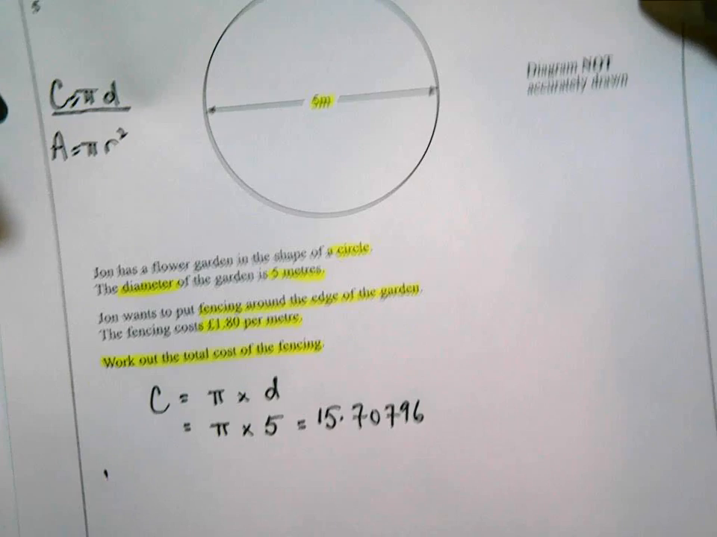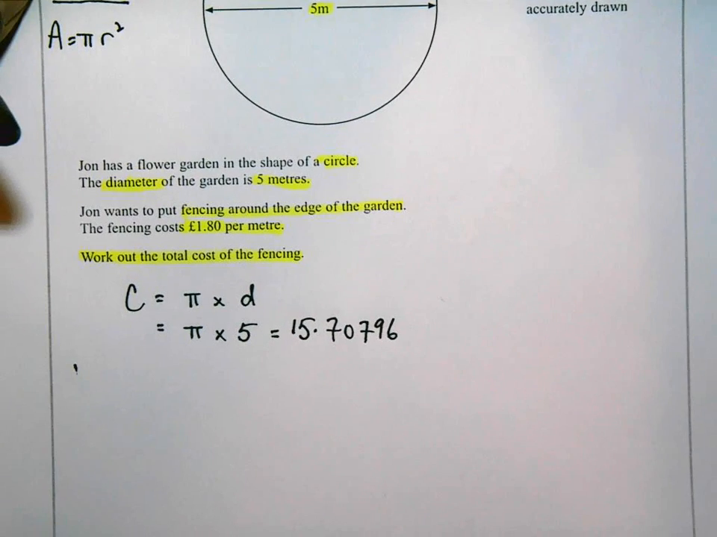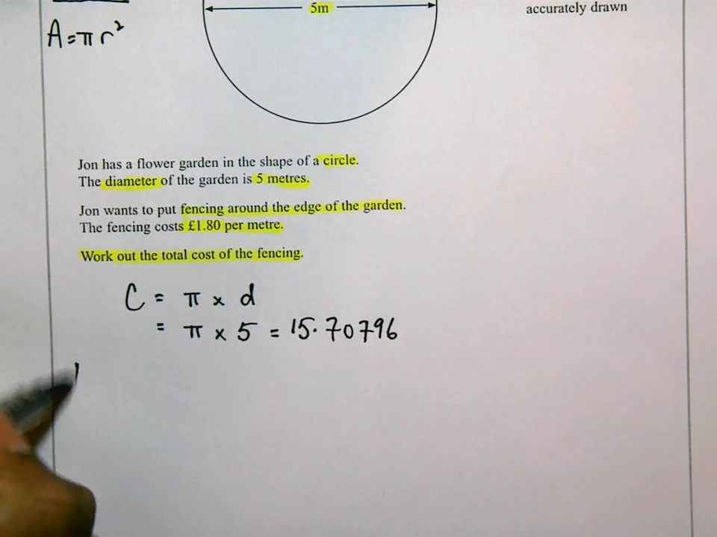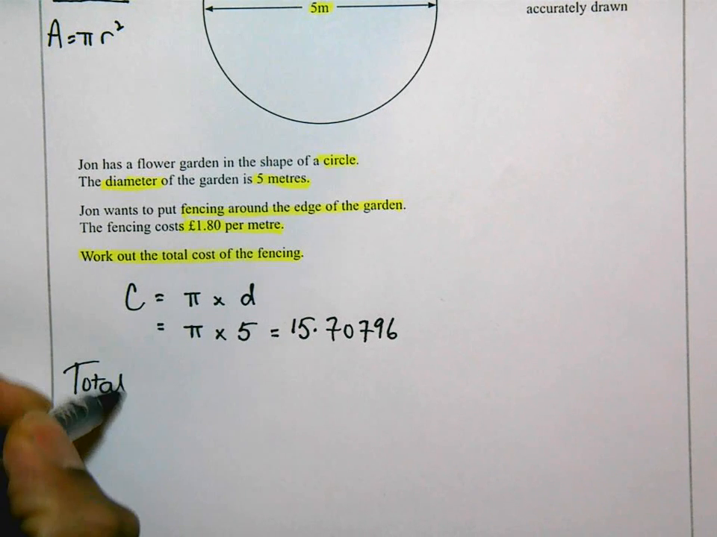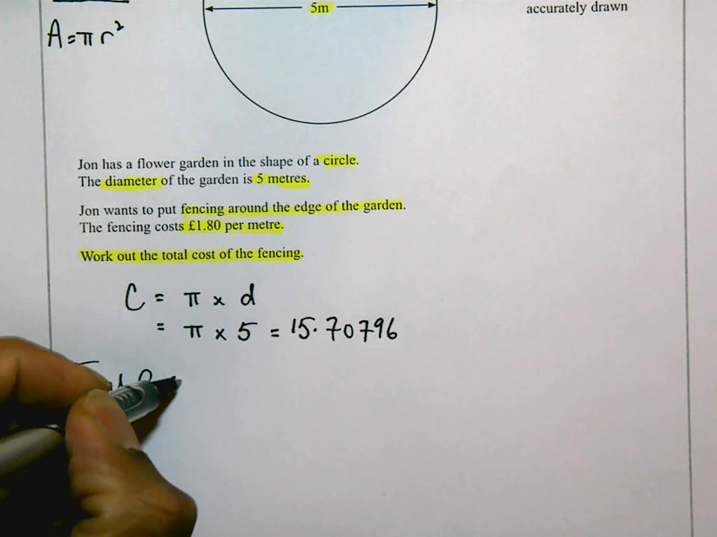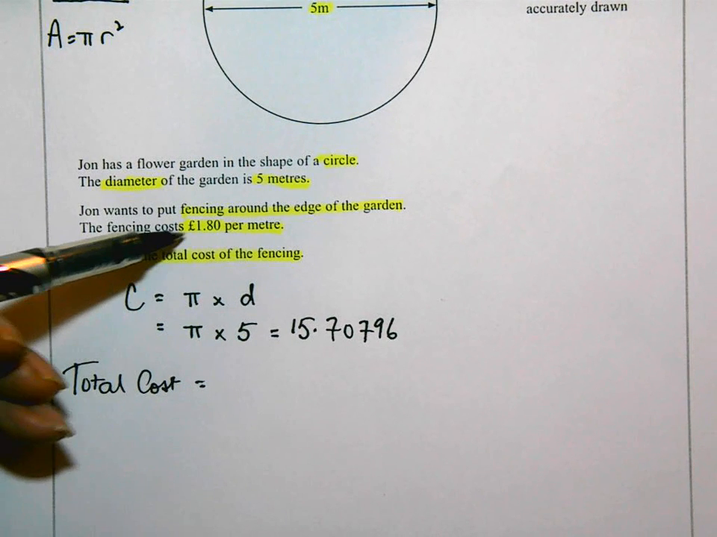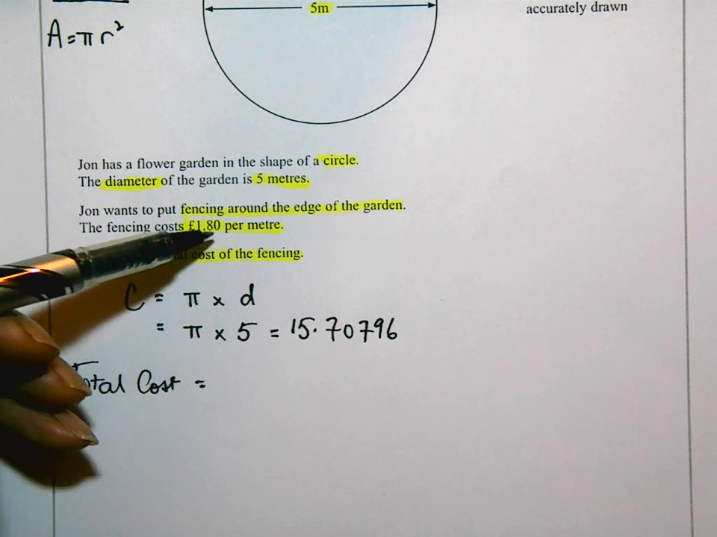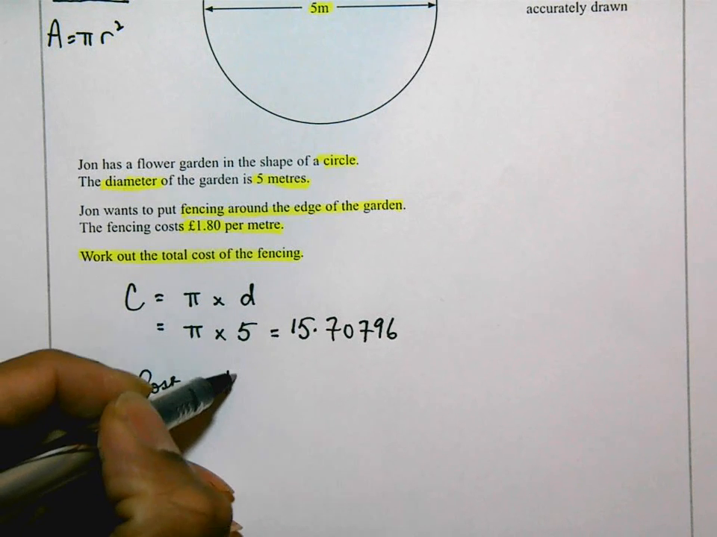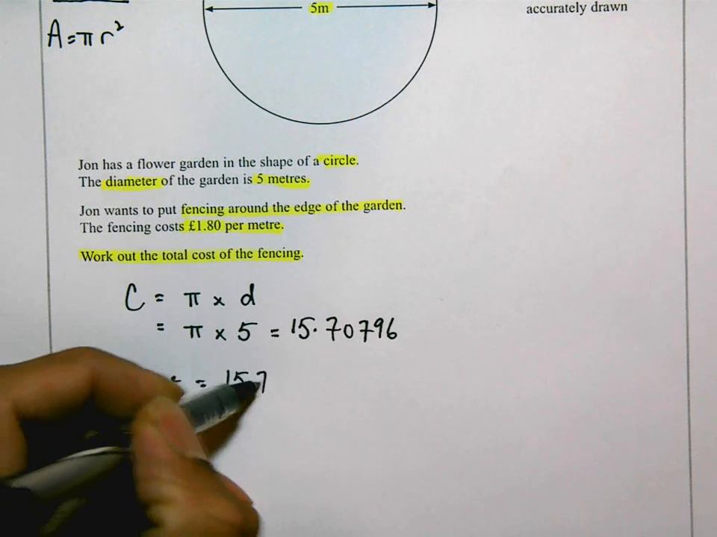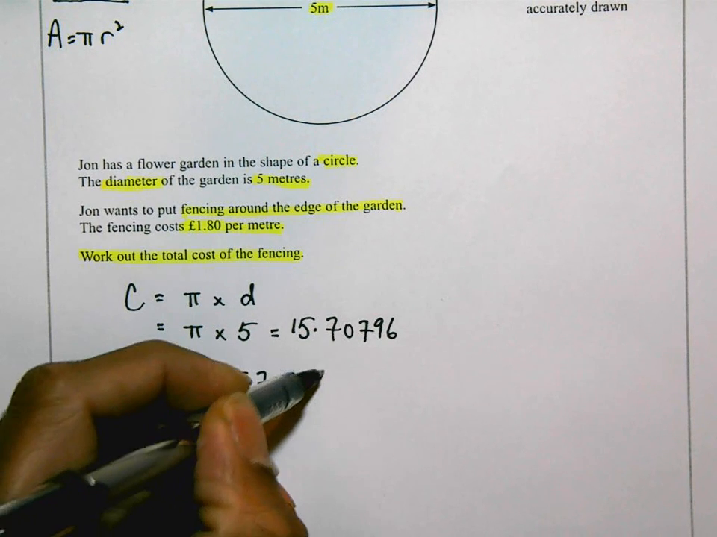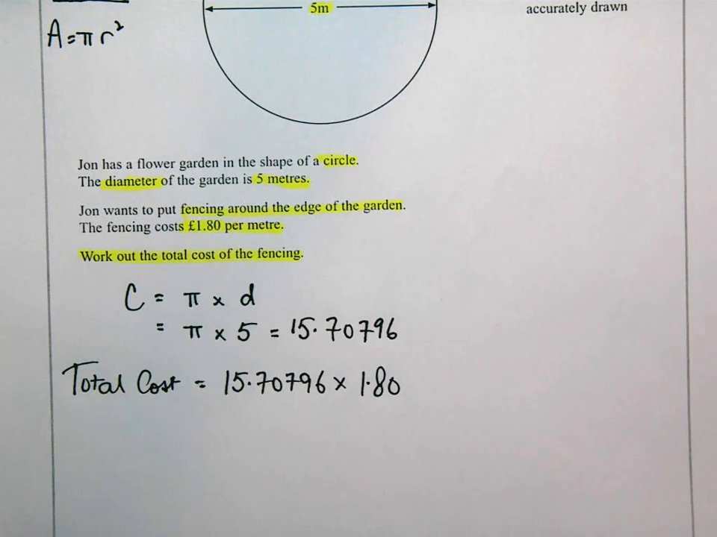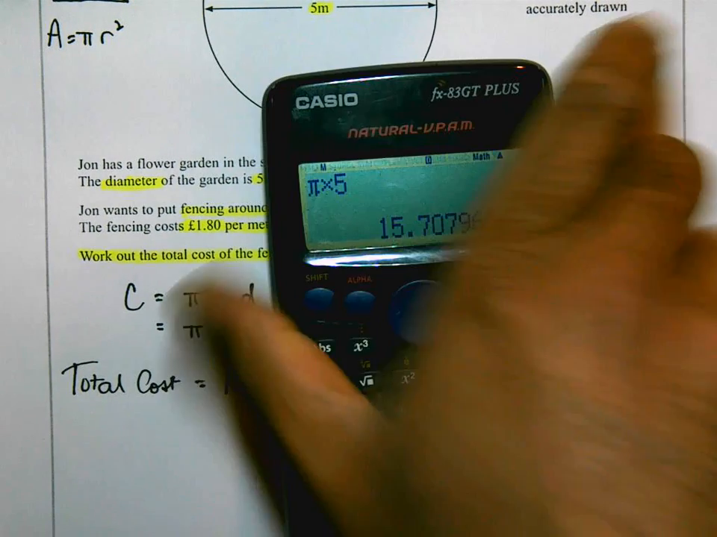So remember, the question is asking for the total cost of the fencing. What's the total cost of the fencing? So the total cost is going to equal, they've told us that the fencing costs £1.80 per meter, so every meter is going to cost £1.80. So I'm going to times 15.70796 by £1.80, 1.8.